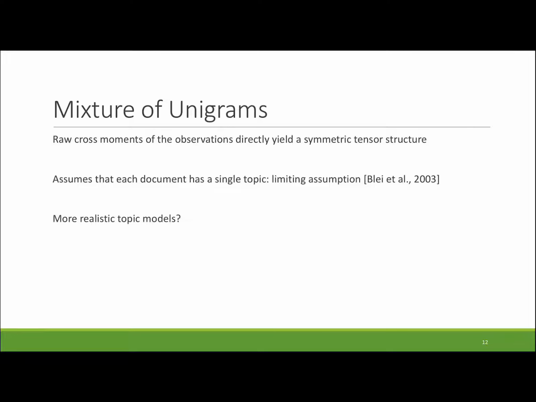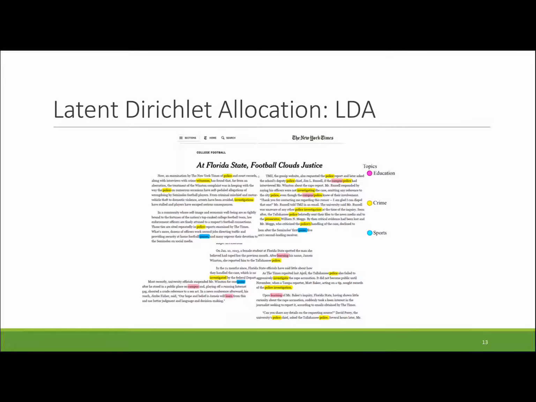So what is a more realistic topic model? Let's take a look at latent Dirichlet allocation. Under the latent Dirichlet or LDA model, you will assume that each document has a proportion of topics rather than a single topic. So for example, consider this document from the New York Times. It talks about crime, it talks about sport, and it also talks about education. The number of words that are crime related might not be equal to the number of words that are education related. This is why I'll have a distribution over these topics: crime, sport, and education, right?